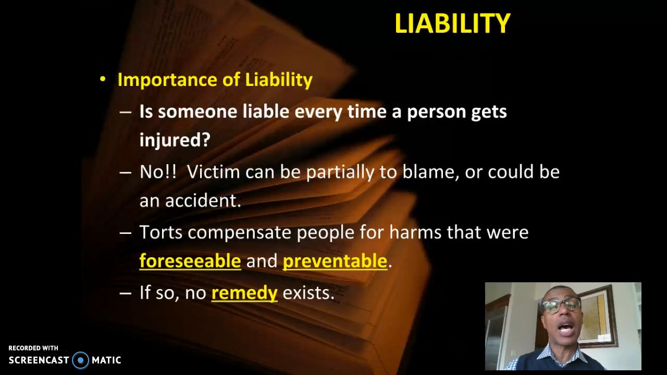Every single time that someone is injured, every single time that someone is harmed, it does not mean that person will get some type of compensation, because many times the victim can be partially to blame, or it could simply have been an accident that was not avoidable. But torts compensate people for harms that were foreseeable and preventable.